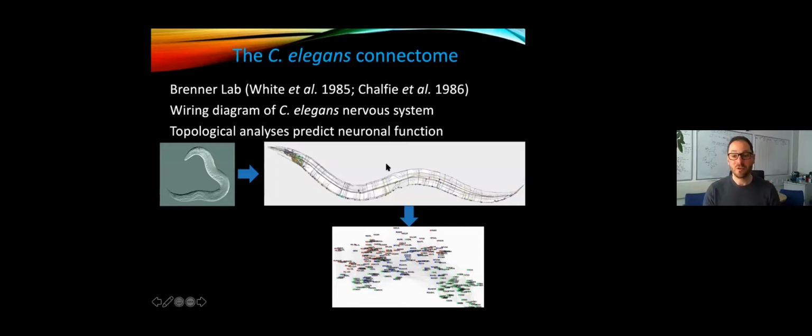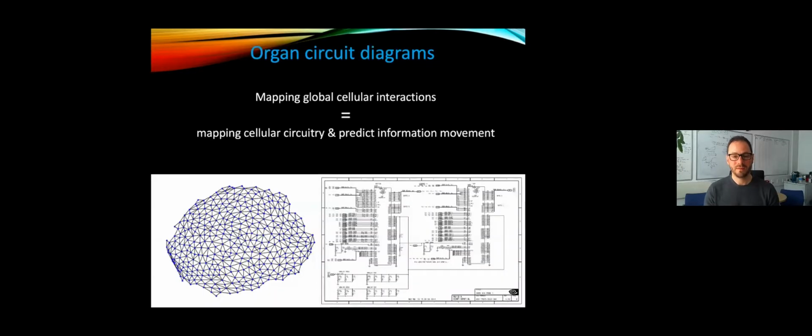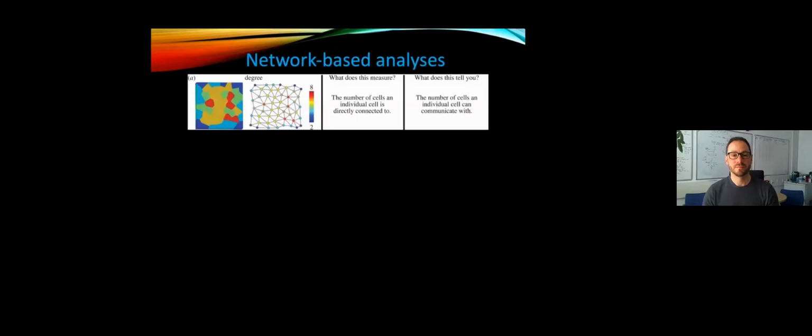So the idea here is that if you map out the entire system, you can then use network science to predict the functions of cells within complicated multicellular systems. So then we asked whether or not we could do the same thing in plants. Now that I mentioned that we can map global cellular interactions, this is the equivalent of mapping the cellular circuitry of the plant, the multicellular circuitry. And then we can ask whether we can predict the movement of information and the functions of cells based on their positions within multicellular tissues.